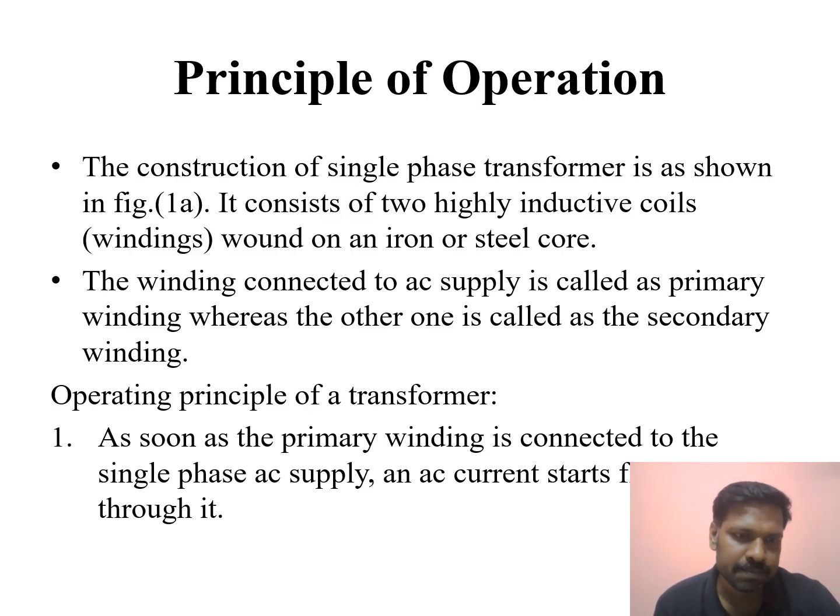Principles of operation. Let us now understand the basic principle of operation. A single-phase transformer has two highly inductive coils called windings wound on a common iron or steel core. The winding connected to the AC supply is called the primary winding, and the winding connected to the load is called the secondary winding.